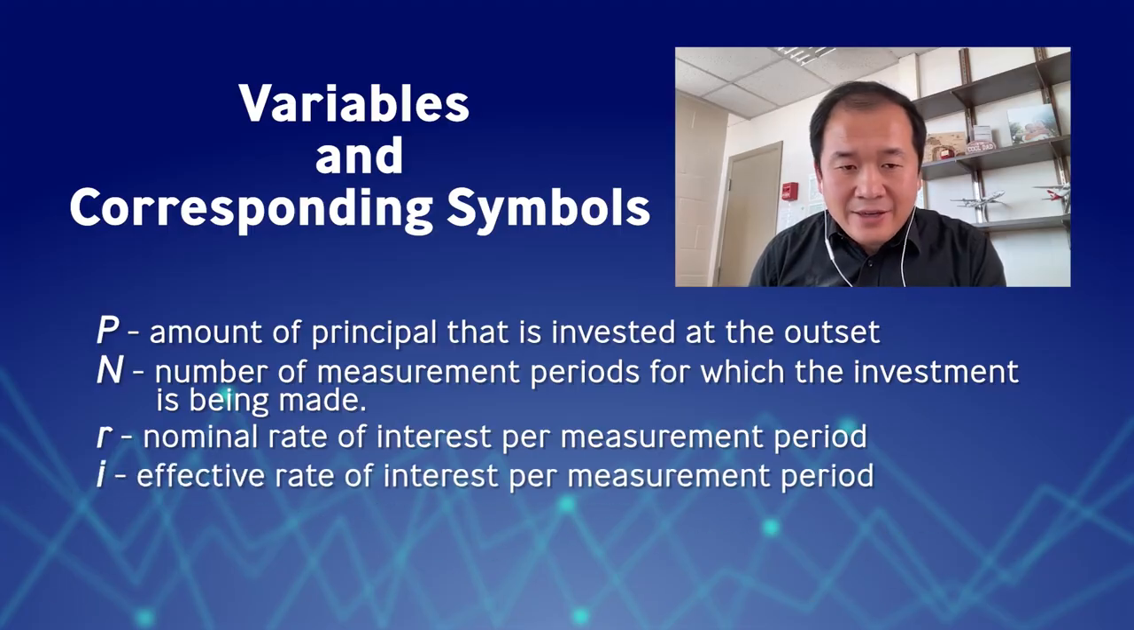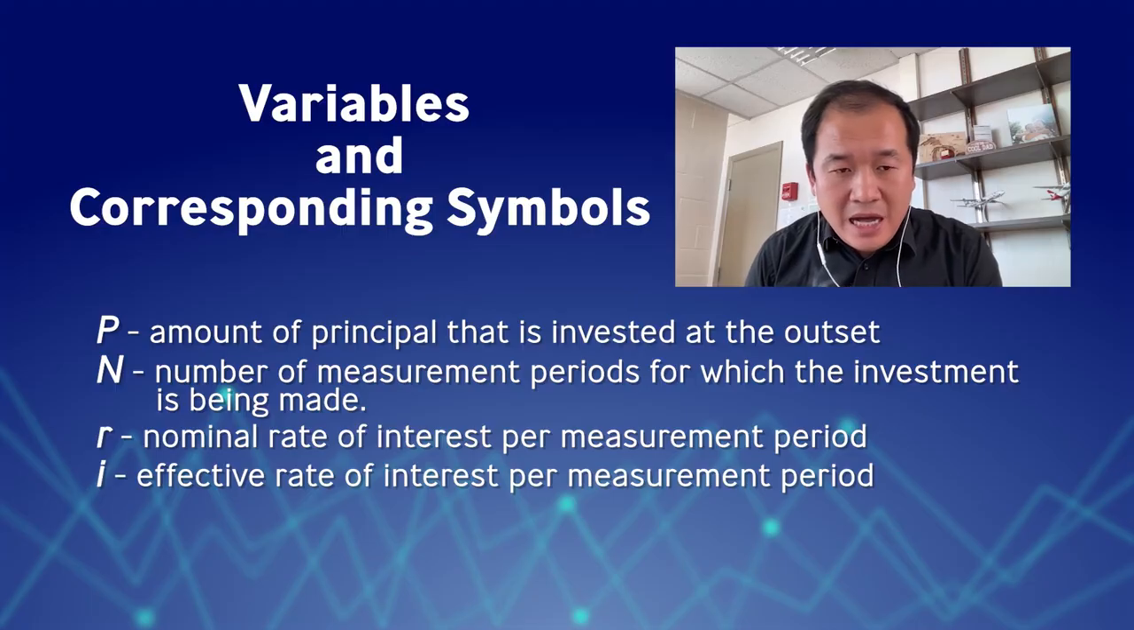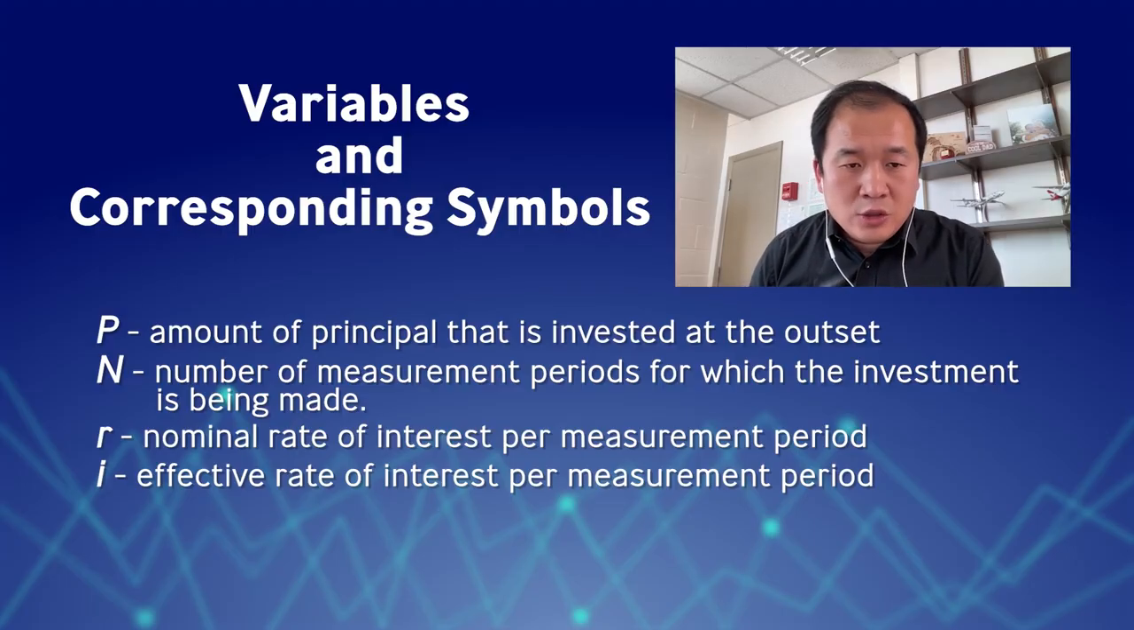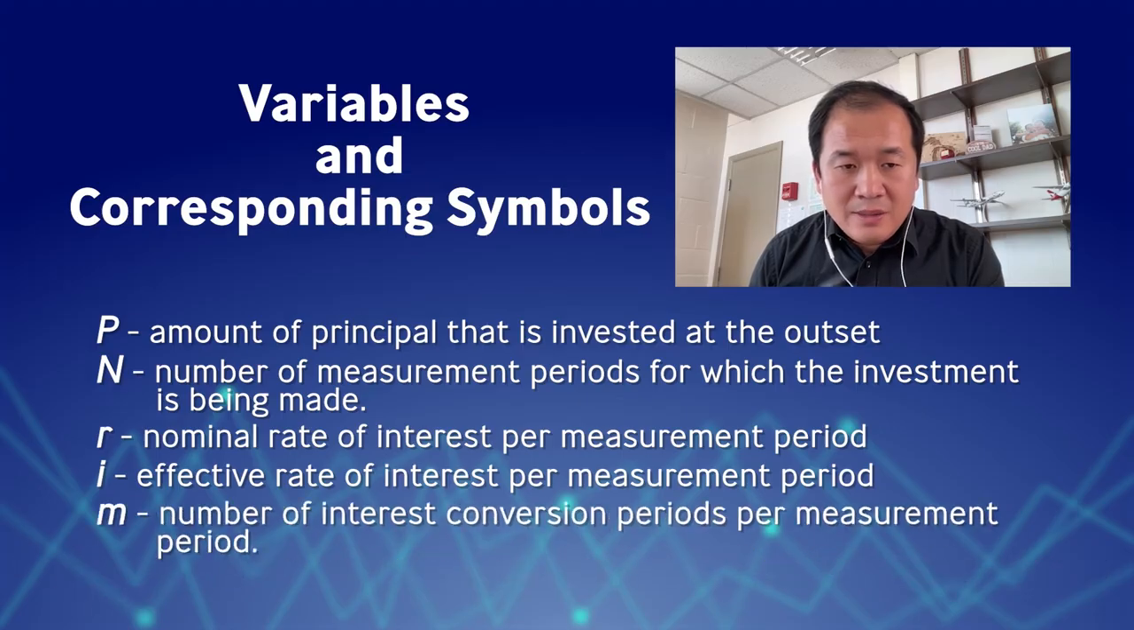And lowercase i here is the effective rate of interest per measurement period. The i and r can be the same if there's only one kind of conversion period in each measurement period, right? So if you only calculate the interest once a year, which is the case for a lot of saving products, then these two are the same. But if you have multiple so-called conversion periods, which is represented by lowercase m here, then i and r will be a little bit different. That's why we need to create two different symbols for effective and nominal rates of interest.